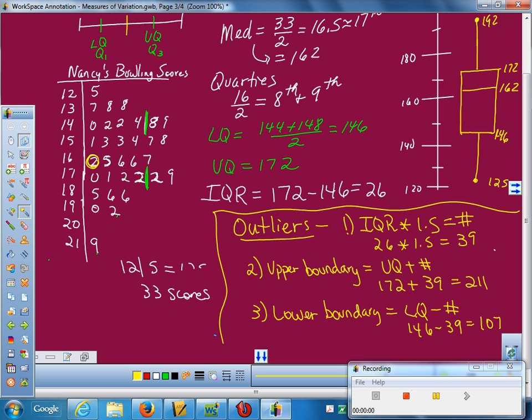Okay. This is not hard if you practice. I cannot get people to get this down. It's not hard to do box and whisker plots and outliers.